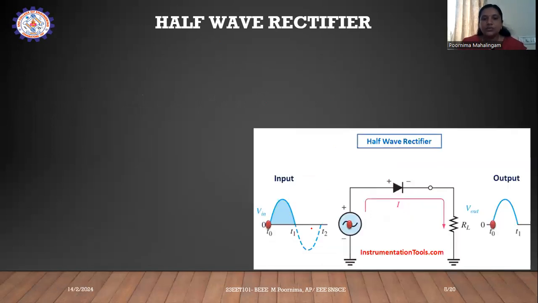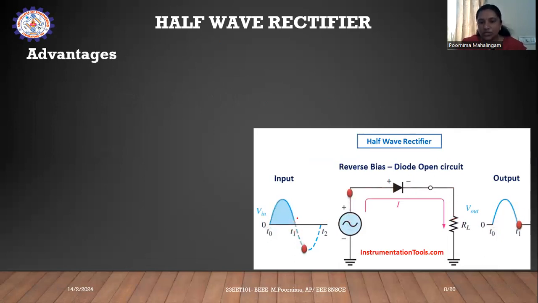Okay, this is the half-wave rectifier. Here we are getting the waveform. After zero crossing, it moves to the negative half cycle. The diode will be an open circuit, and we won't get any waveform in the output.